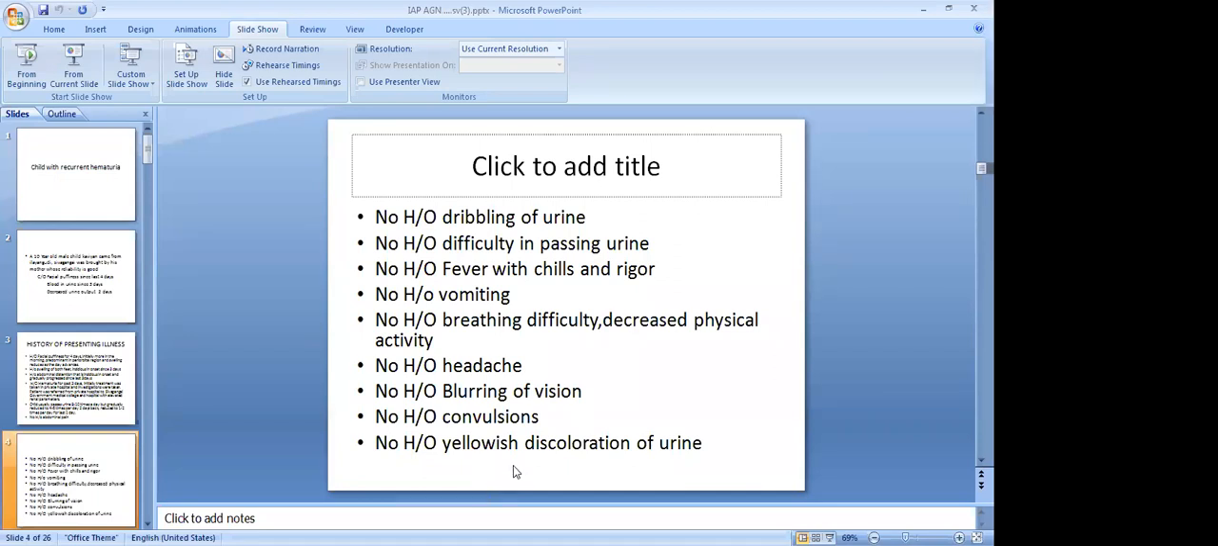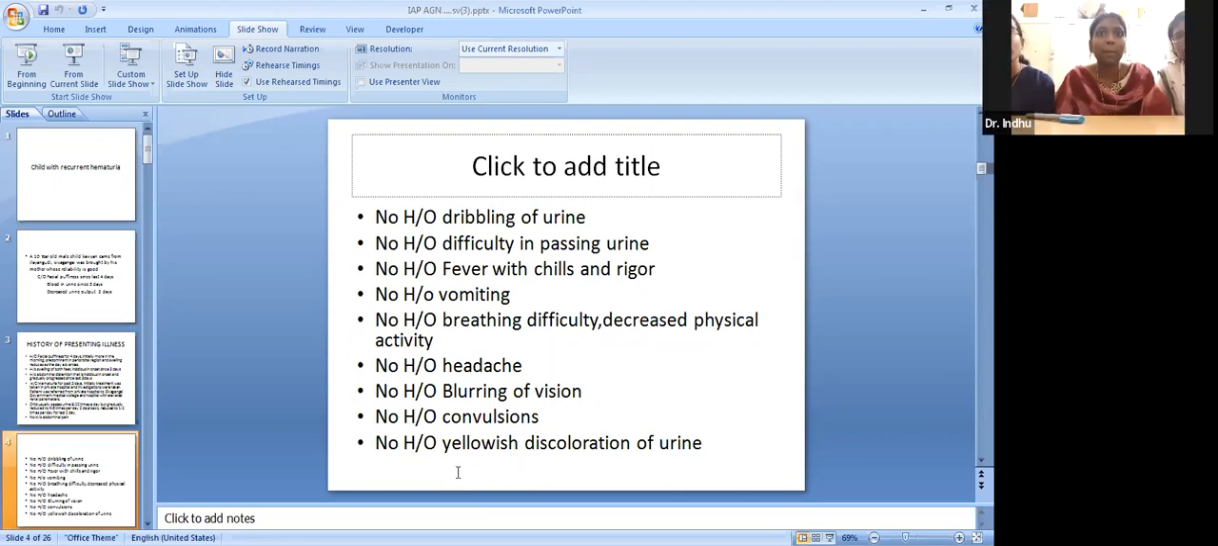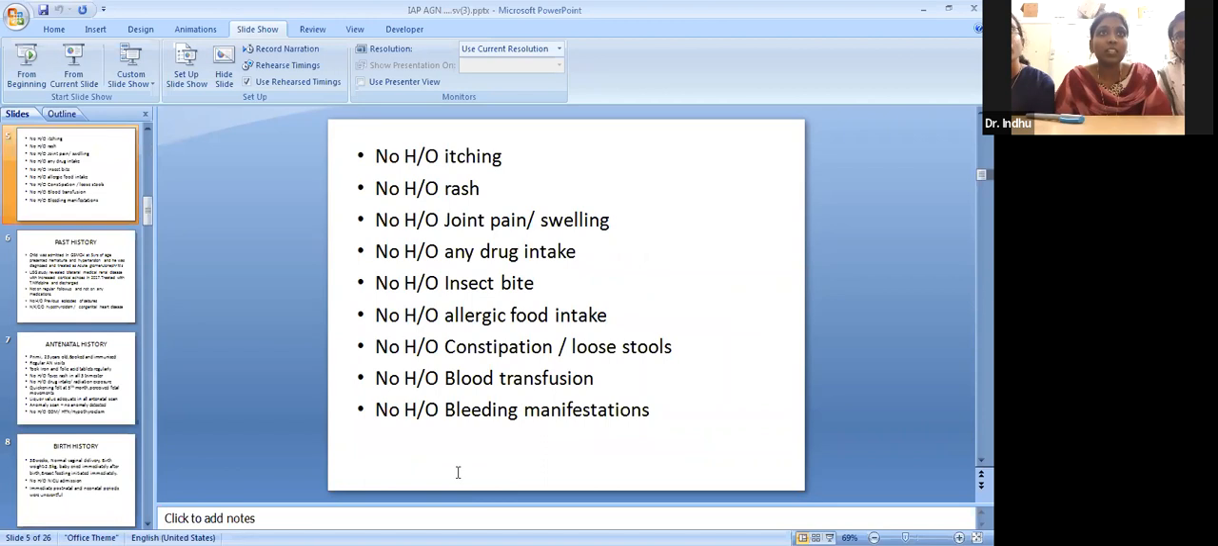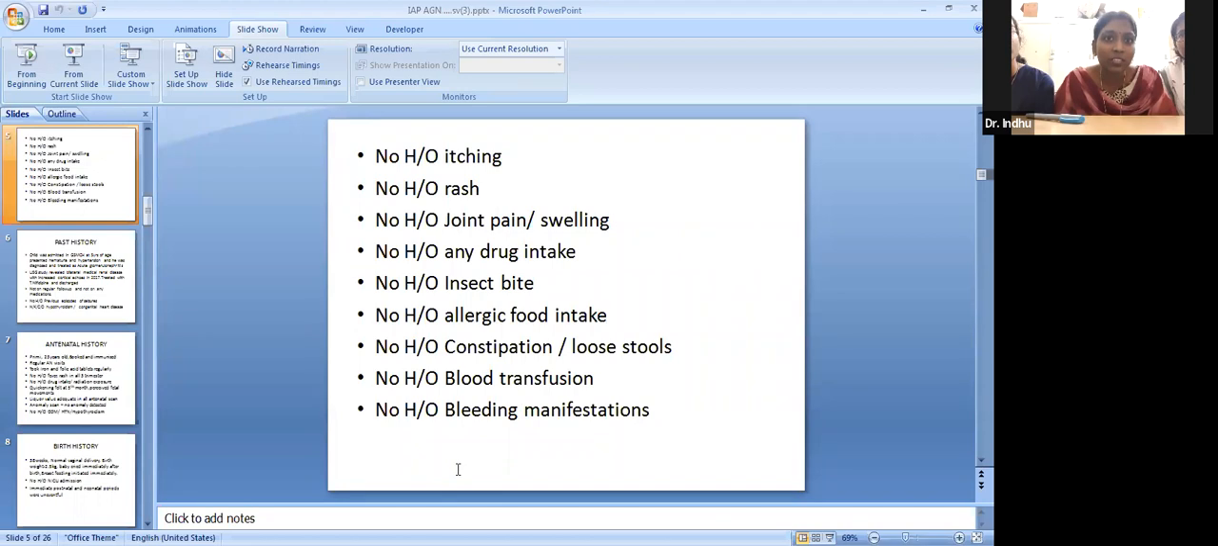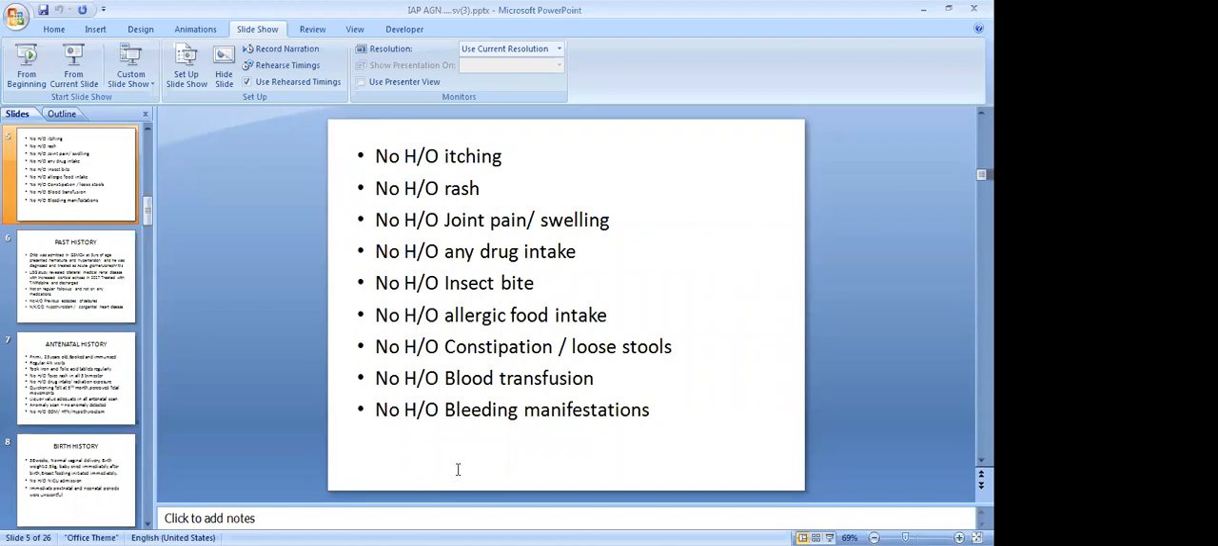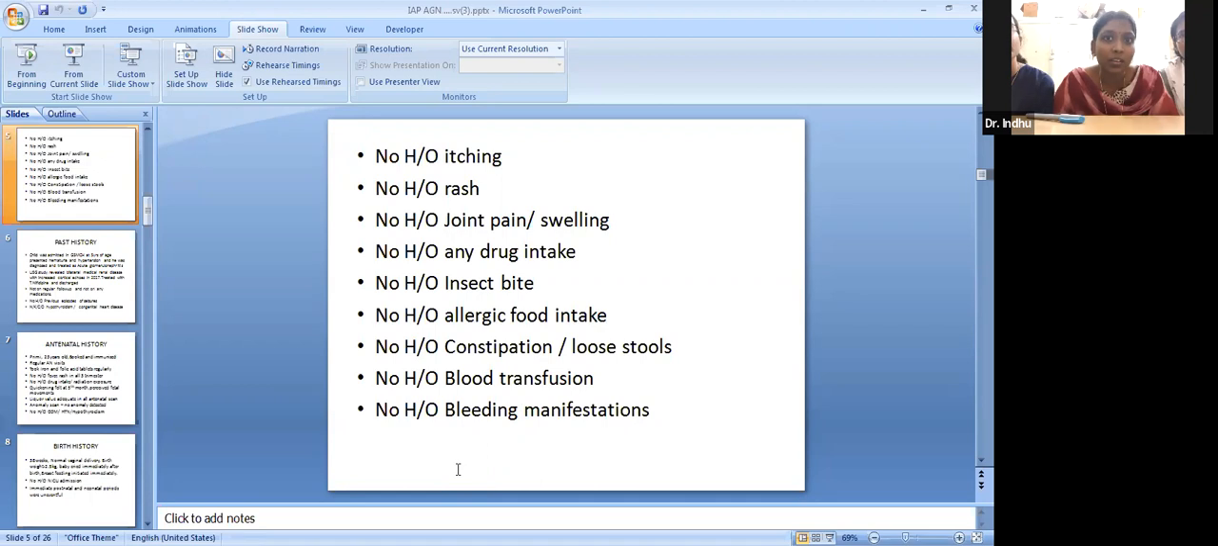Okay, go on. No history of yellowish discoloration of urine, no history of itching, no history of rash. So what rash are you interested in? Can you describe what kind of rash you tried to ask the mother? Malar rash. To rule out. What does the malar rash suggest? To rule out SLE, sir. Okay. Any other rash you are interested in? Very good. One is malar rash. Purpura to rule out HSP.